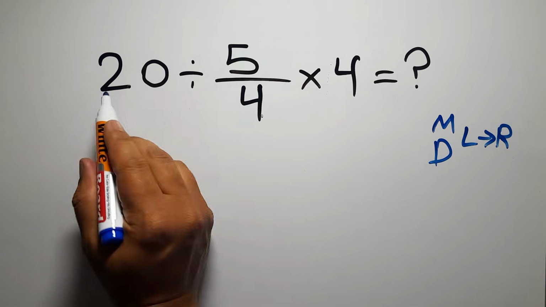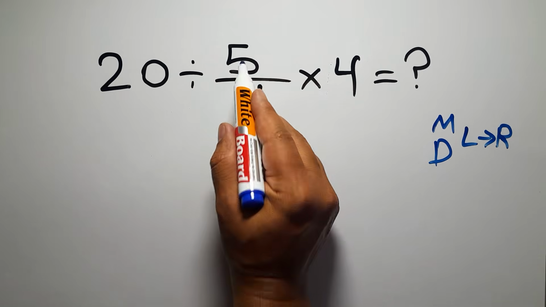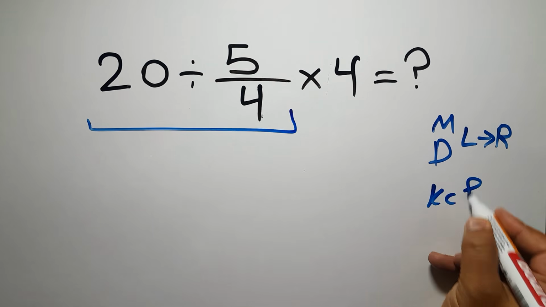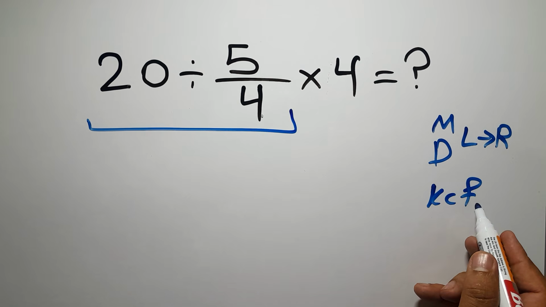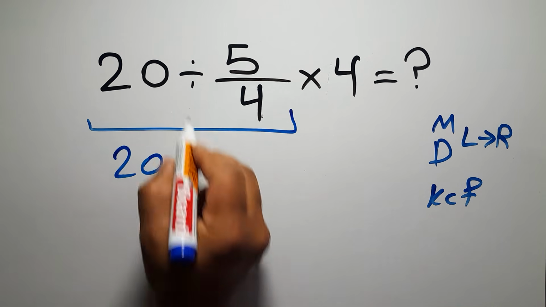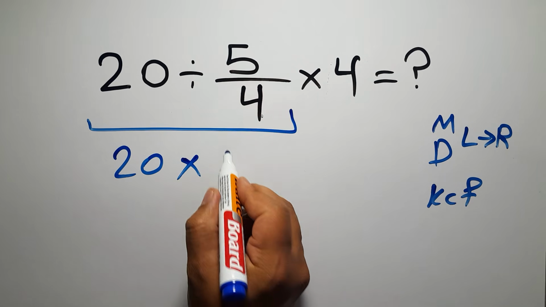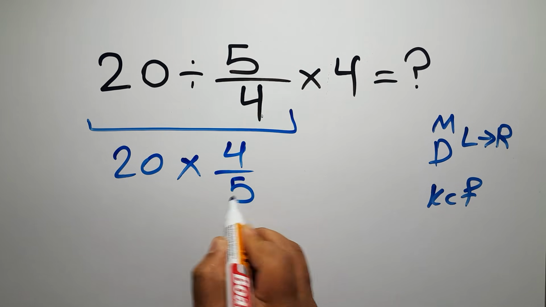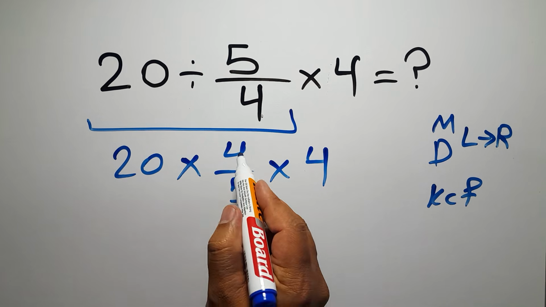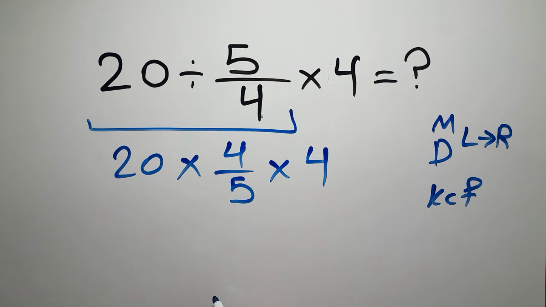So first this division, 20 divided by 5 over 4. According to the KCF rule, K stands for keep, C stands for change, and F stands for flip. We can write keep the first fraction, change division to multiplication, and flip the second fraction. And times 4. So 20 times 4 over 5 times 4.